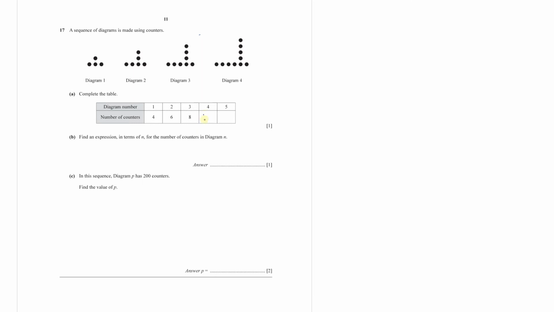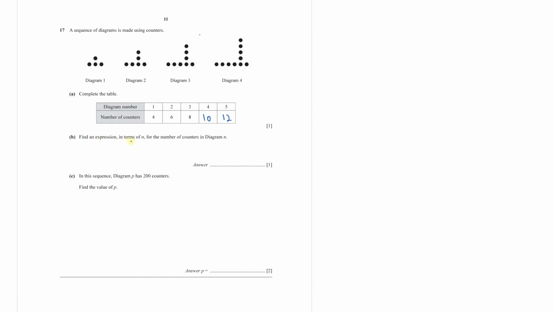So this is 10. And you can see there's a sequence where each next value is 2 greater than the previous value. So you add 2 to the 4, you get 6, you add 2 to 6, you get 8, you add 2 to 8, you get 10. So the next value would be adding 2 to 10, which is 12.